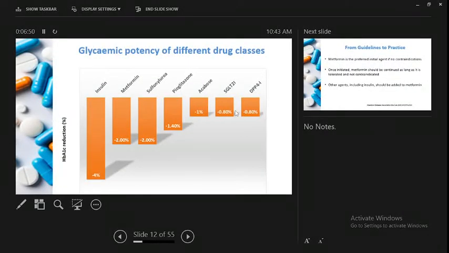So let's look at the glycemic potency of different drug classes. Here I have summarized the HbA1c reduction by different drug classes. I have to mention that I have used insulin as a comparison, but it will reduce the HbA1c by more than 4%. This is just for representation. Other oral medications like metformin and sulfonylurea will reduce your HbA1c by about 2%, then pioglitazone by 1.4%, acarbose by 1%, and the newer classes will reduce your HbA1c by about 0.8% or something around 1%. So it's not a big reduction, but they might have other benefits in your patient.